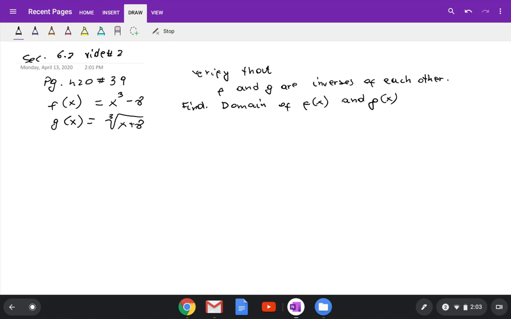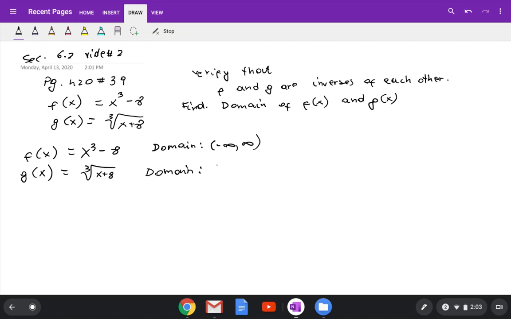So I'm going to start with the domain. Function f of x is a cubic function, x cubed minus 8. For this function, the domain is all real, so there's nothing to worry about. Function g of x is the cube root of x plus 8. Also for this function, the domain is going to be all real. When you have a cube root of index 3, under that root you can put any number, 0, positive, negative, it doesn't matter. You always will be able to evaluate.